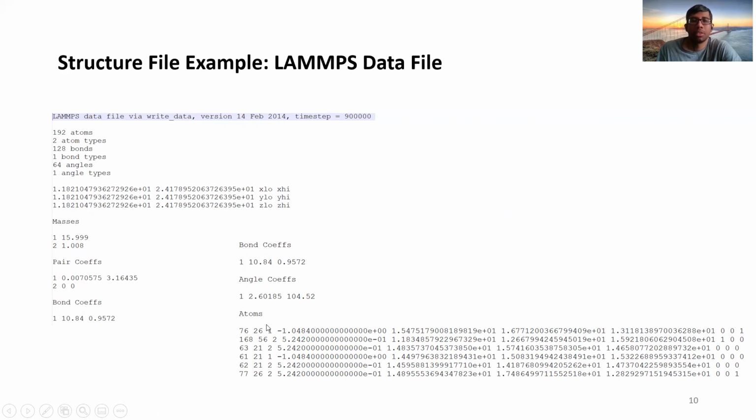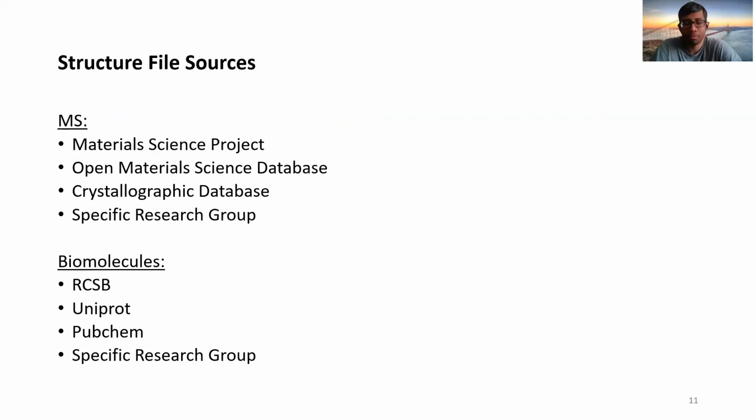Then there will be atom information. For example, there are indexes, there are coordinates, and so much more information. So that's how a LAMMPS data file looks. This is a structure file that gives you information on all the atoms contained in that system, in the structure. So where do you get this structure file?